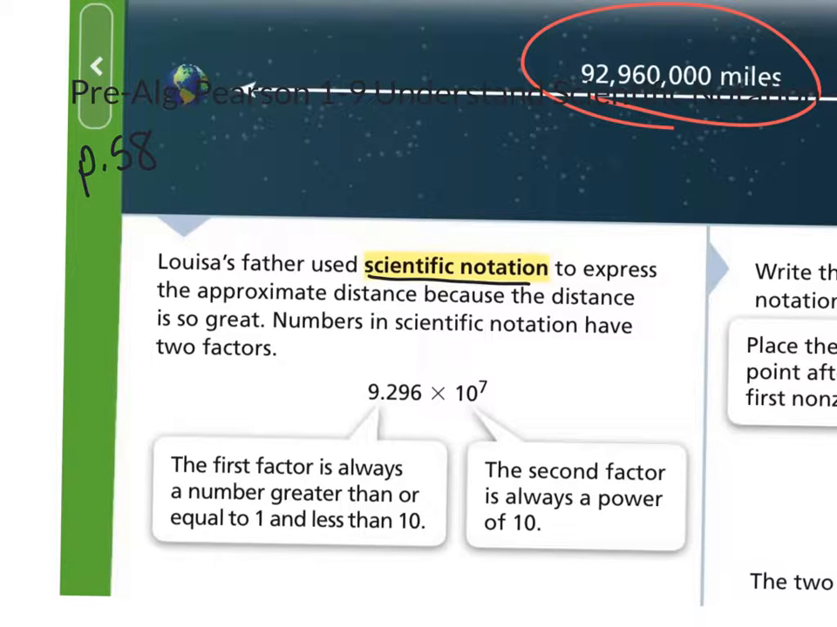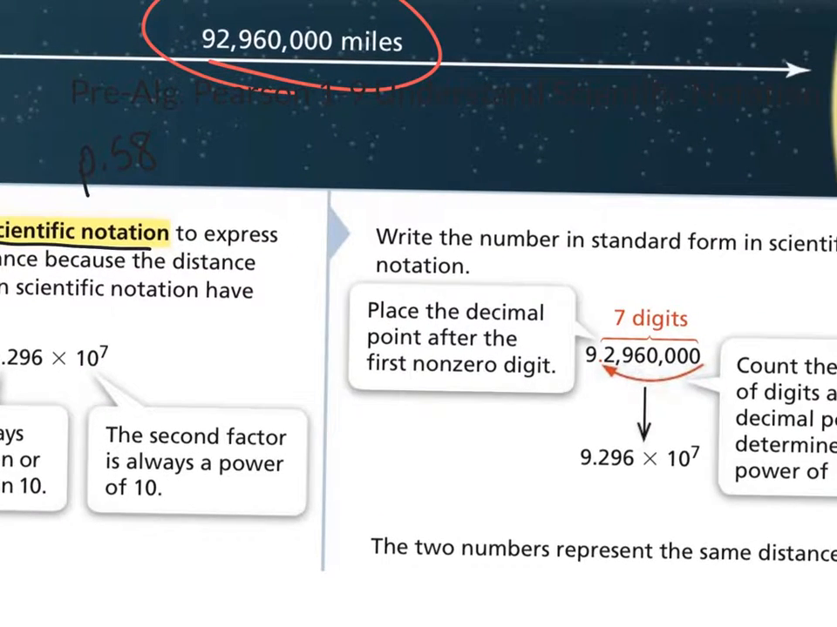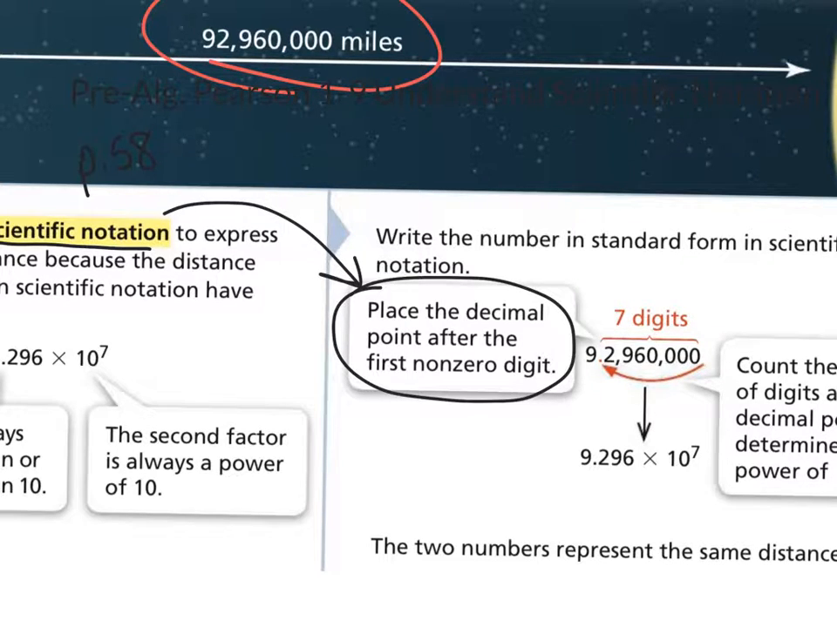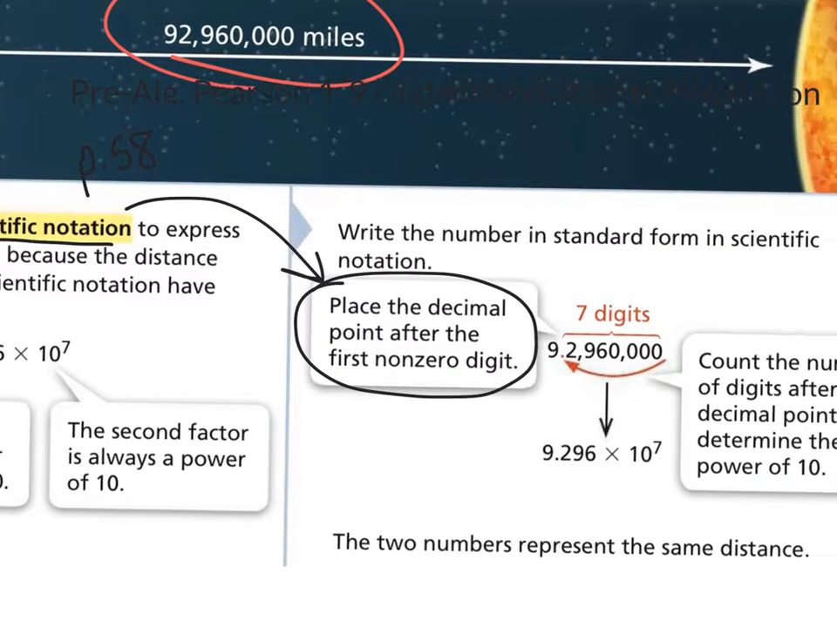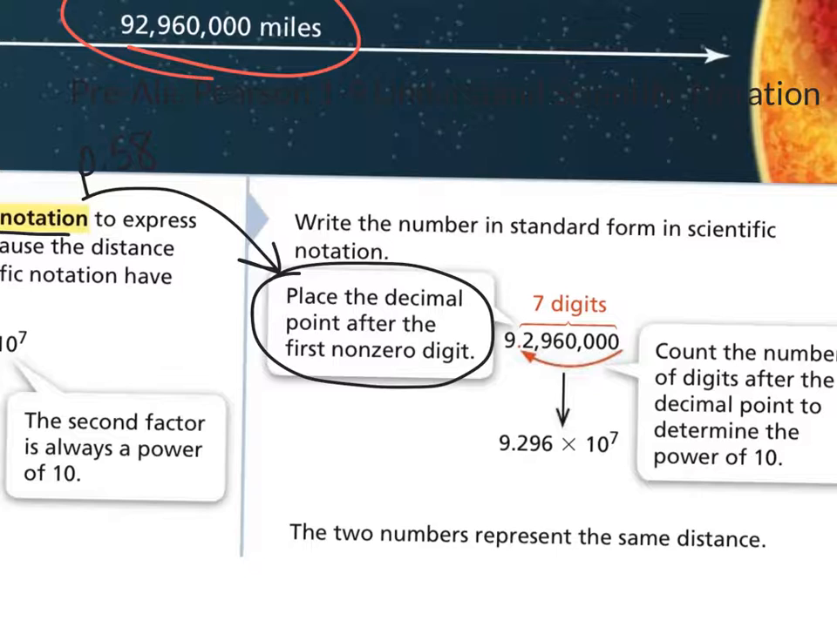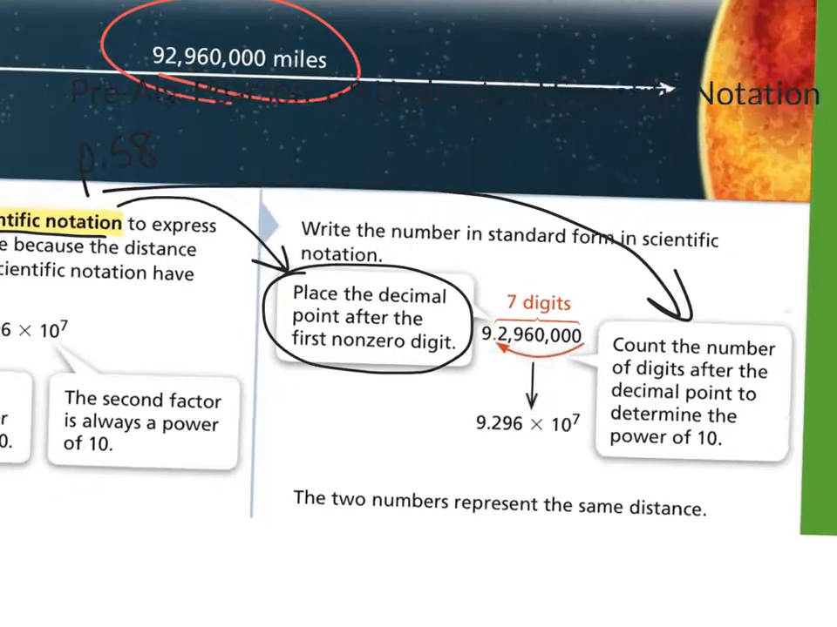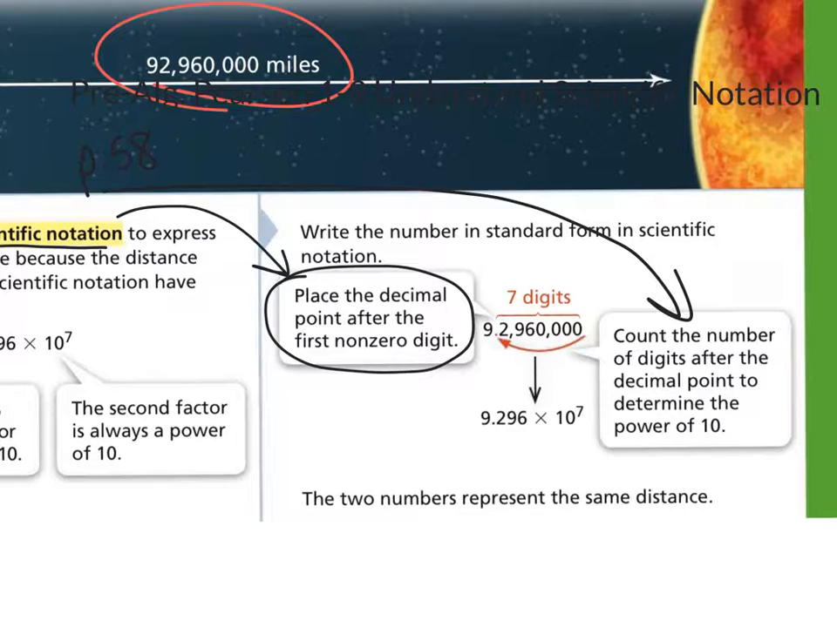For scientific notation, what we're going to do is put the decimal point right after the first non-zero digit. So the first digit that's not zero, right after that number is where we will put the decimal point. And then the other thing is we're going to count the number of digits after the decimal point to determine the power of 10.